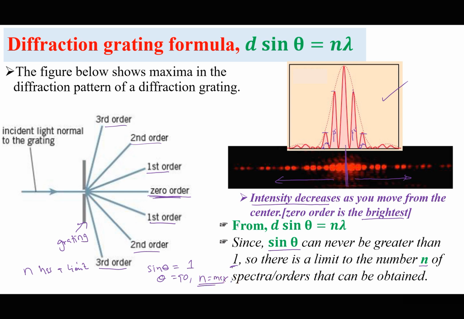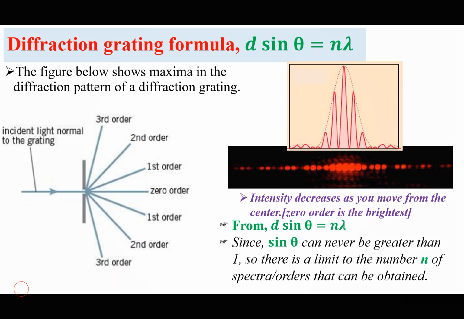We have reached the maximum order, so we can't form orders to the left of the grating. The maximum is when theta equals 90 degrees. So it means the number n has a limit. And also do not forget n must be a whole number. The number n has a limit and n must be a whole number.